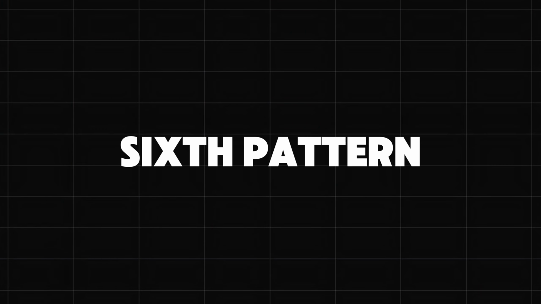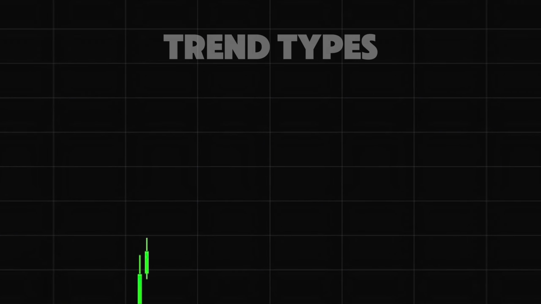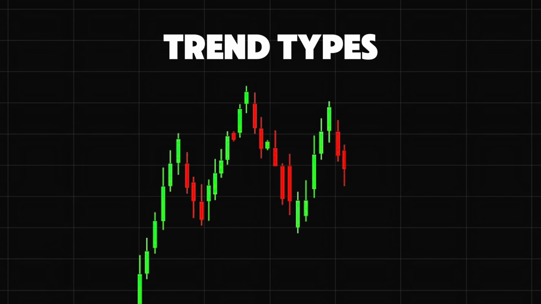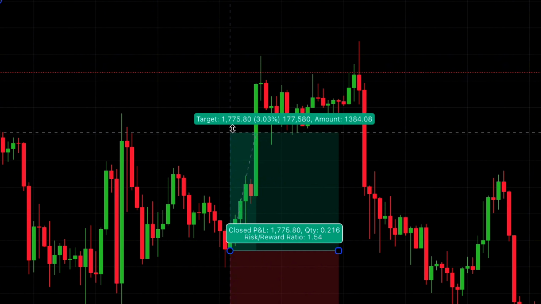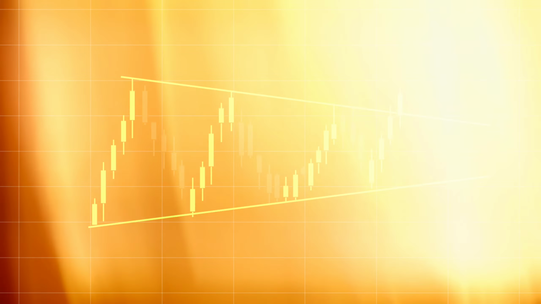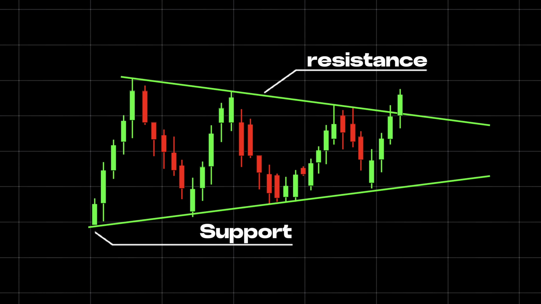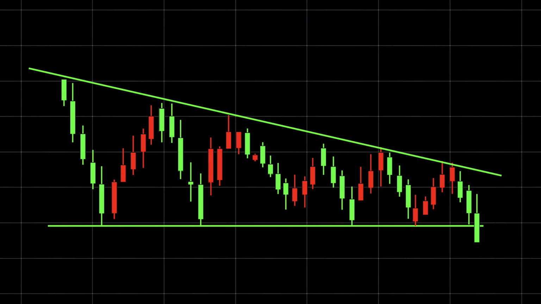The sixth pattern, triangle. This pattern can be equilateral, ascending, or descending. All three types either continue a trend or reverse it. Unlike the wedge, the support line and the resistance line are completely crossed. Further buying or selling is done depending on the type of formation and trend. In an equilateral triangle, if the chart breaks above the resistance line, buy; if below the support line, sell. If the chart breaks below the support line in case of a descending triangle, sell.